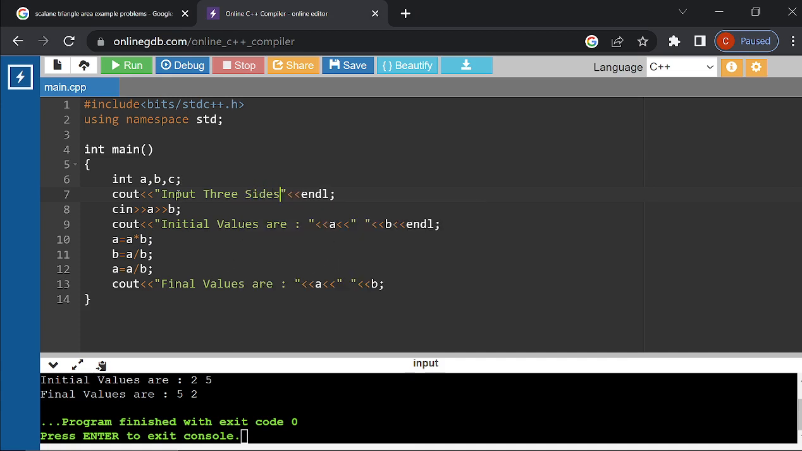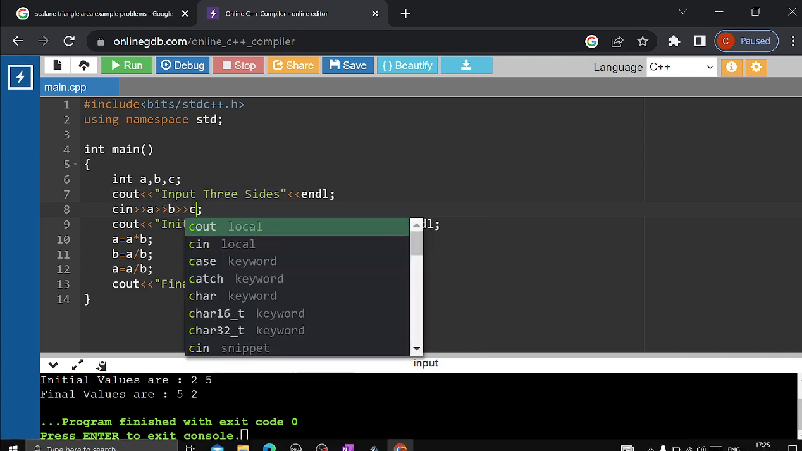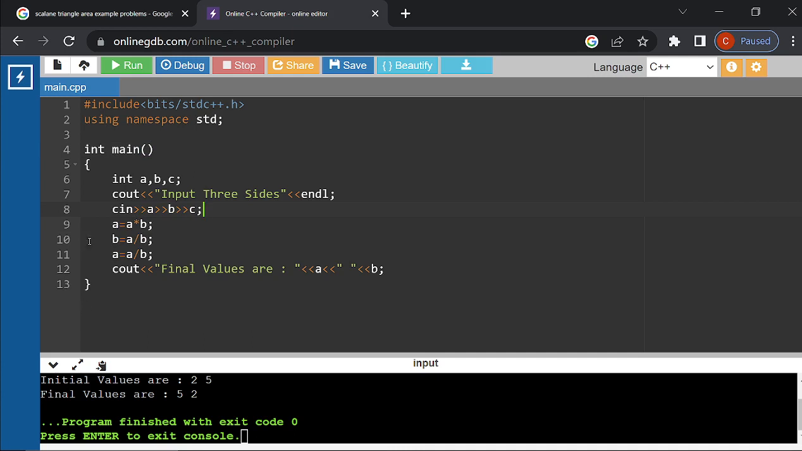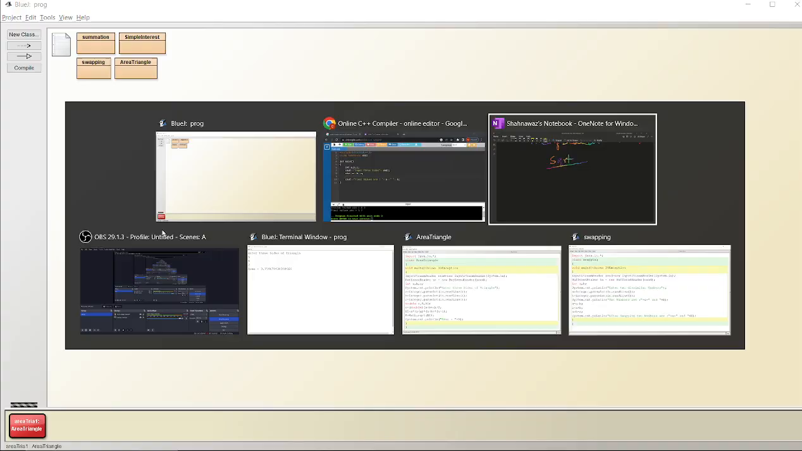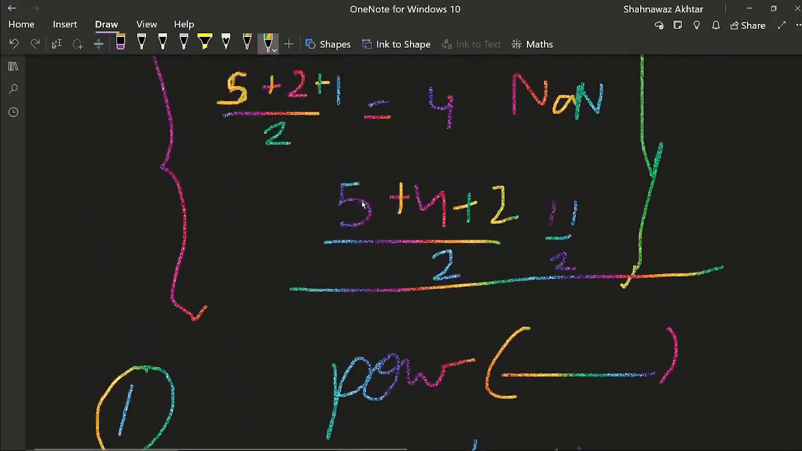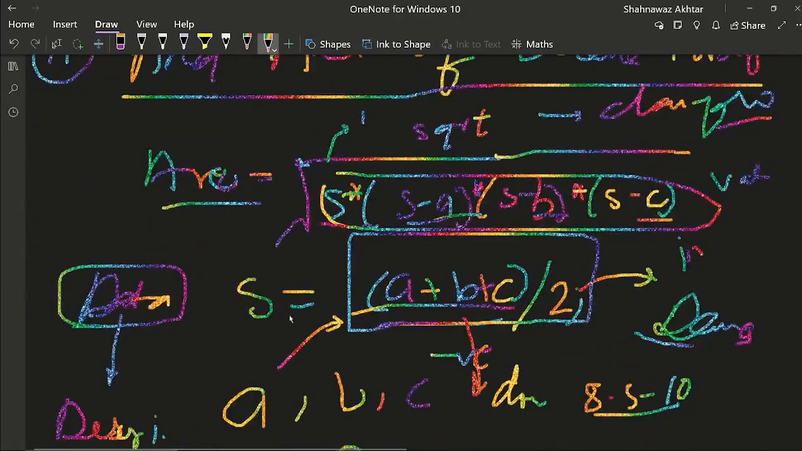Enter 3 sides. Now, what are these 3 sides? A, B, and C. Okay. Now, initially, we don't need to give initial values. Just think what data type you can give to this semi-perimeter.